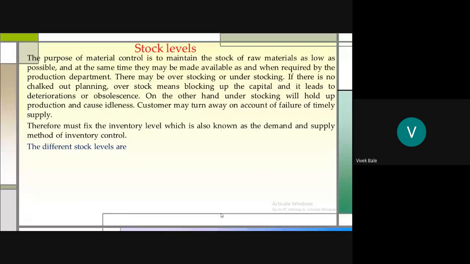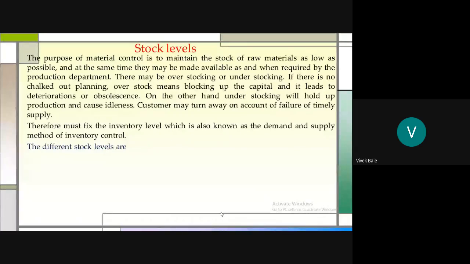Hello? Hello? Am I audible? Yes, sir. Okay. Have you understood the meaning of stock levels? So that I will further proceed, because after completing this presentation, we are supposed to solve the numerical questions on the stock levels. Yes, sir, let's move ahead.